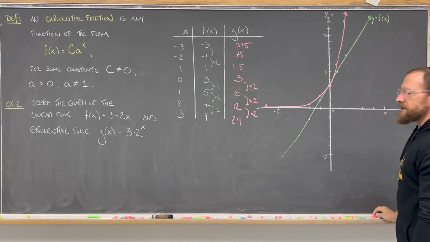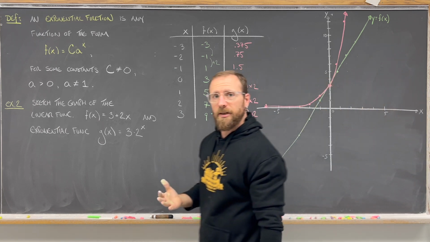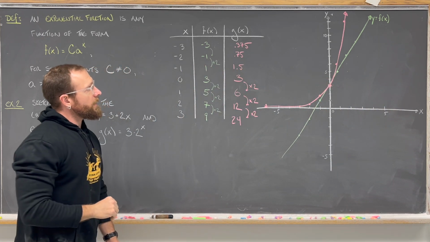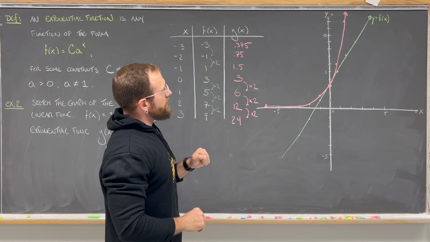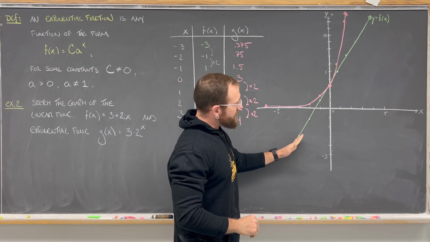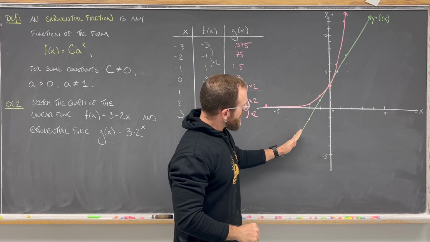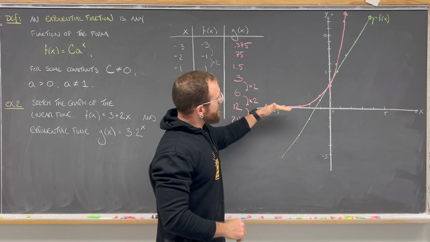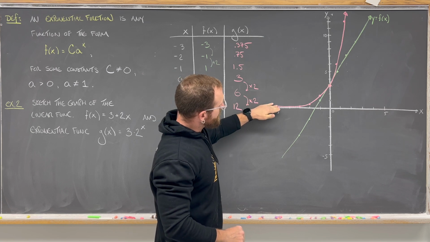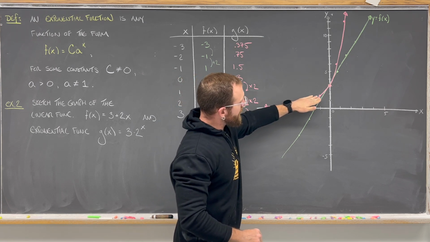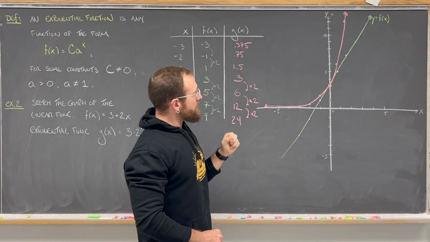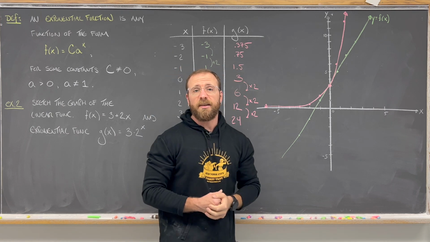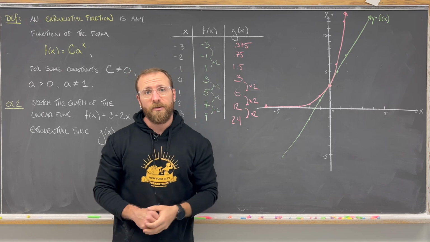Okay, and so the graphs are behaving quite differently. All right. The linear function increases at a steady rate. The slope of this graph is constant, whereas the exponential function seems to be growing slowly at first and then starts to just skyrocket. Okay? This is the difference between linear growth and exponential growth.